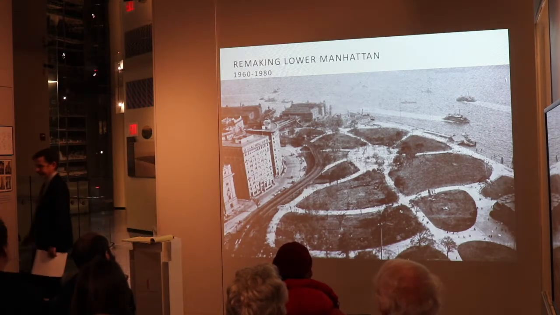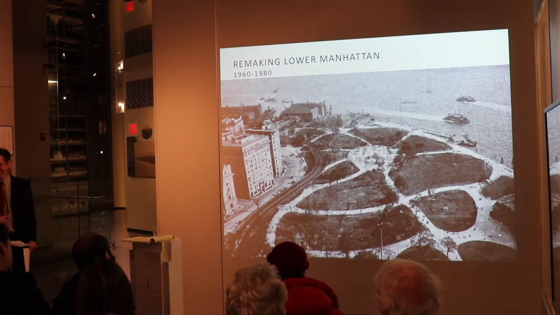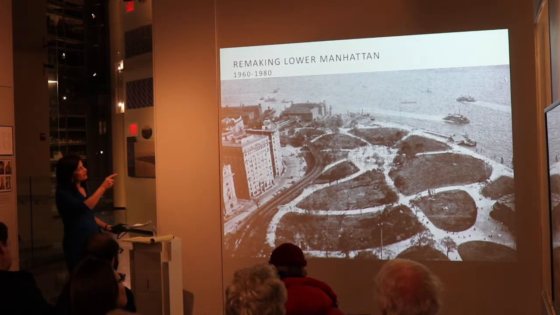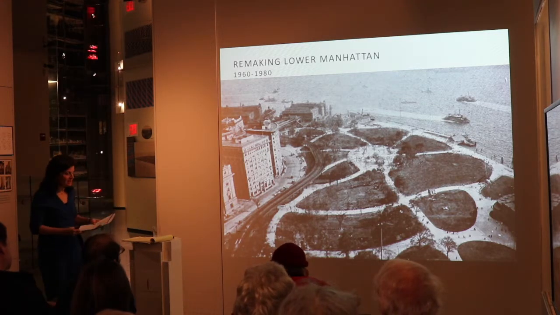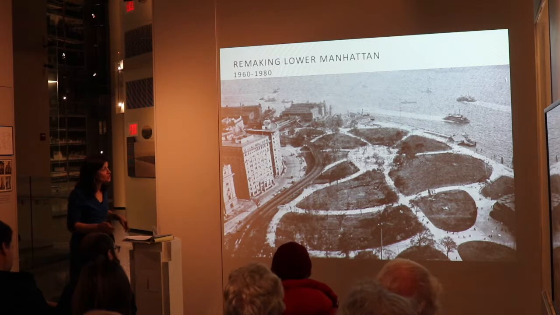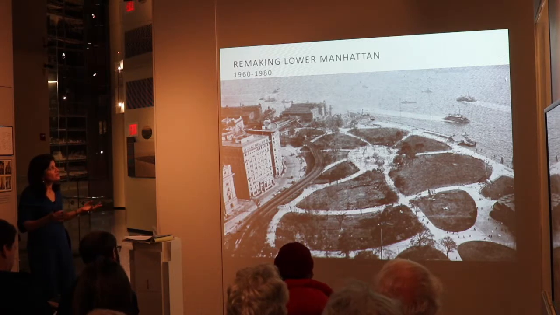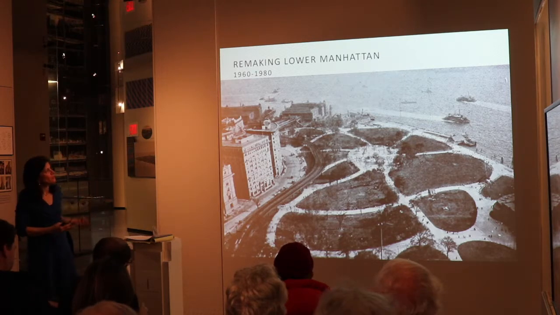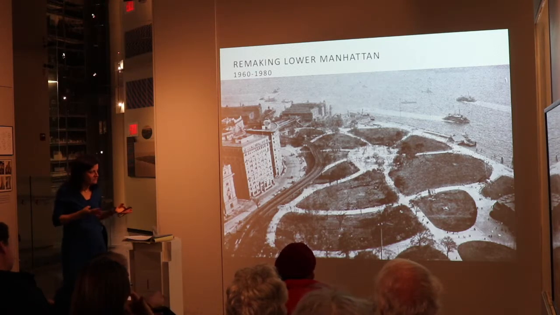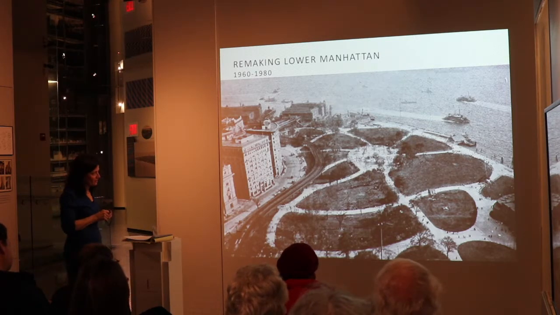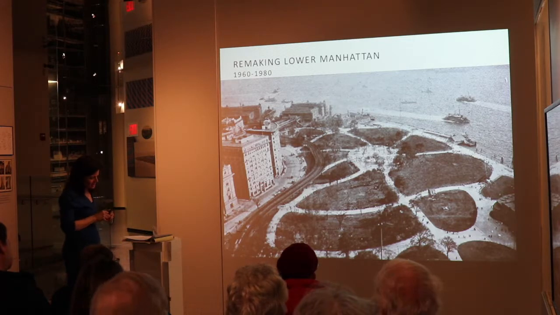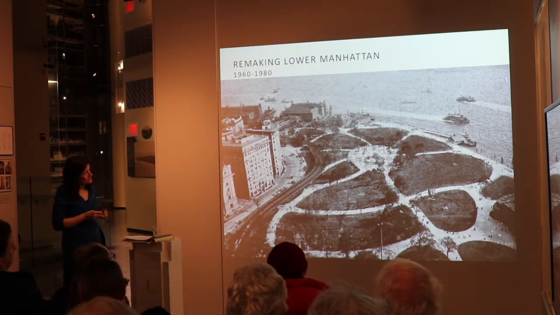Great. We're almost done. There's only two more. I'll go really fast. We then get into the 60s, 70s, and 80s, and we're really talking about starting to remake, in the wake of Robert Moses, parts of Manhattan. It's already been developed, now we're remaking it. So this is a rather sad image of Battery Park in 1914. And you can see it was sort of forgotten.